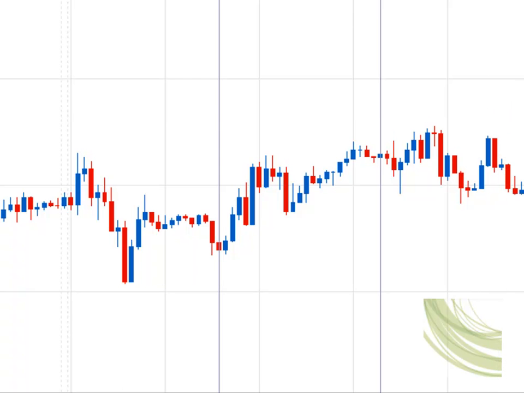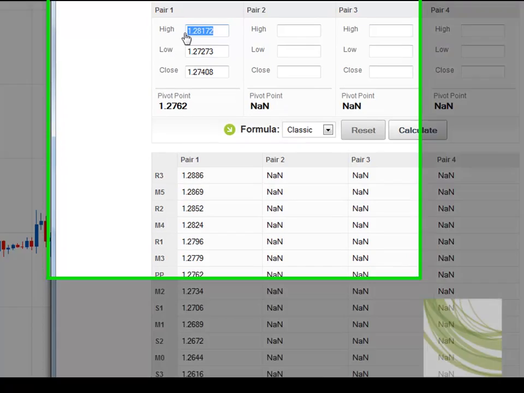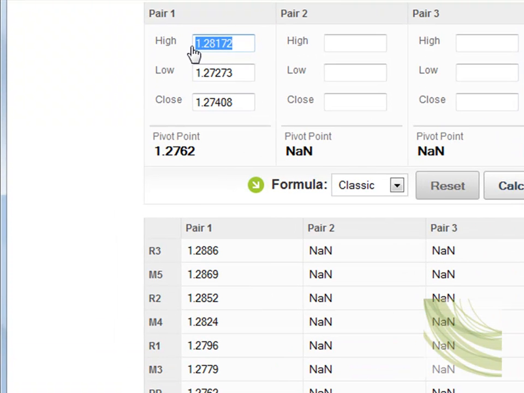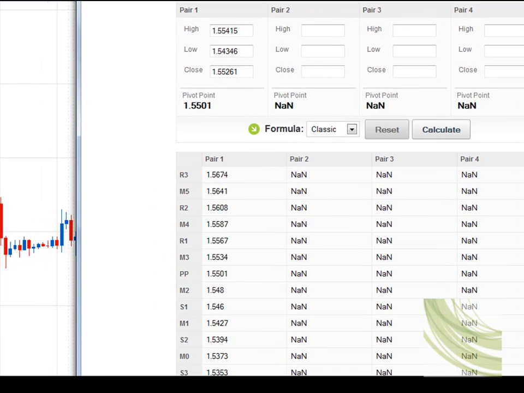So with this, similarly, we'll go to the pivot calculator and key in the levels. The high level is 1.55415. The low level is 1.54346. The close is 1.55261, and click on calculate. It'll calculate the pivots for you. Okay, so am I going to record everything down?